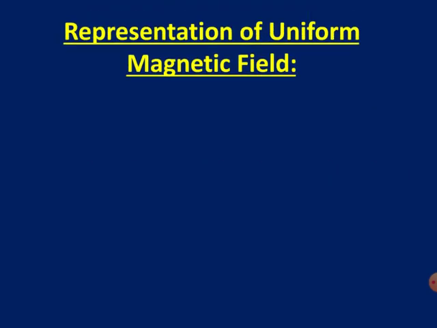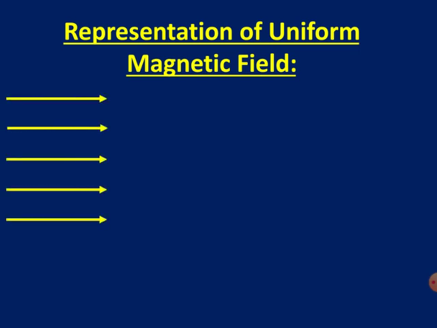Let's see how to represent a uniform magnetic field. We have learned about uniform fields from the electric field. A uniform electric field can be represented by parallel lines equidistant from one another with an arrowhead, is it not? Just like that, here also, a uniform magnetic field can be represented by parallel lines equidistant from one another with an arrowhead.